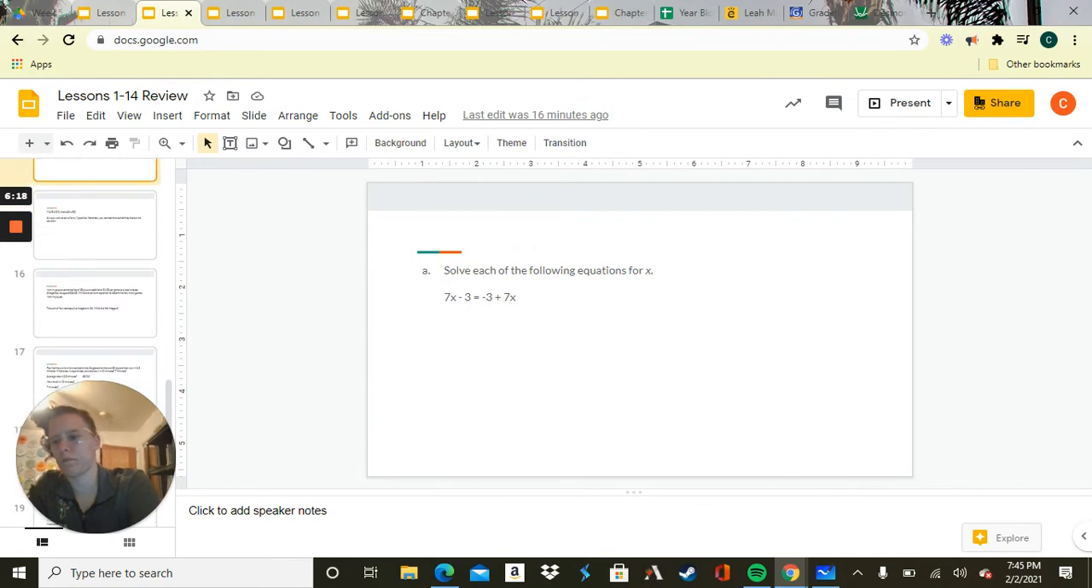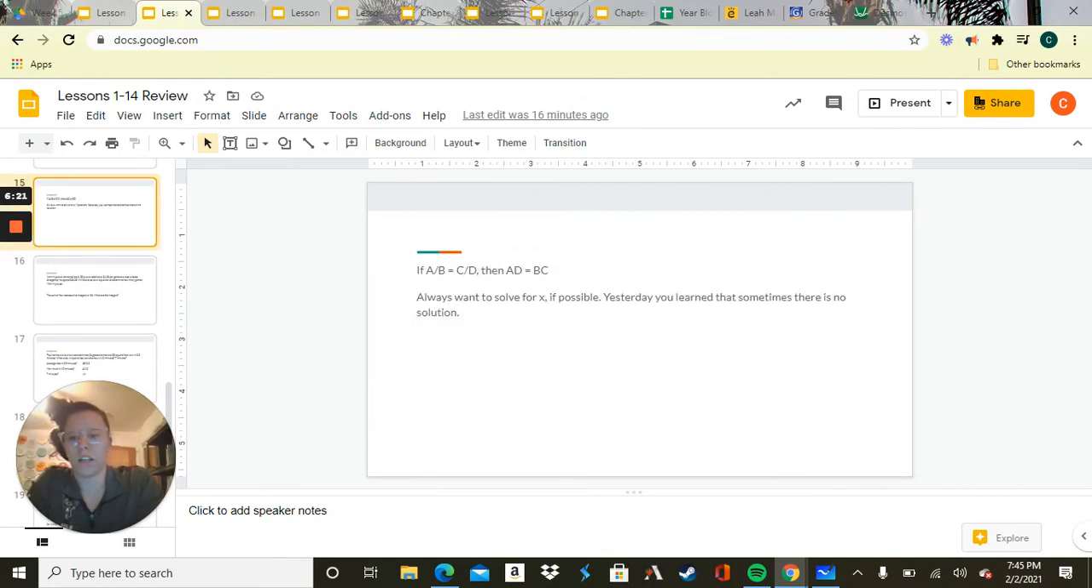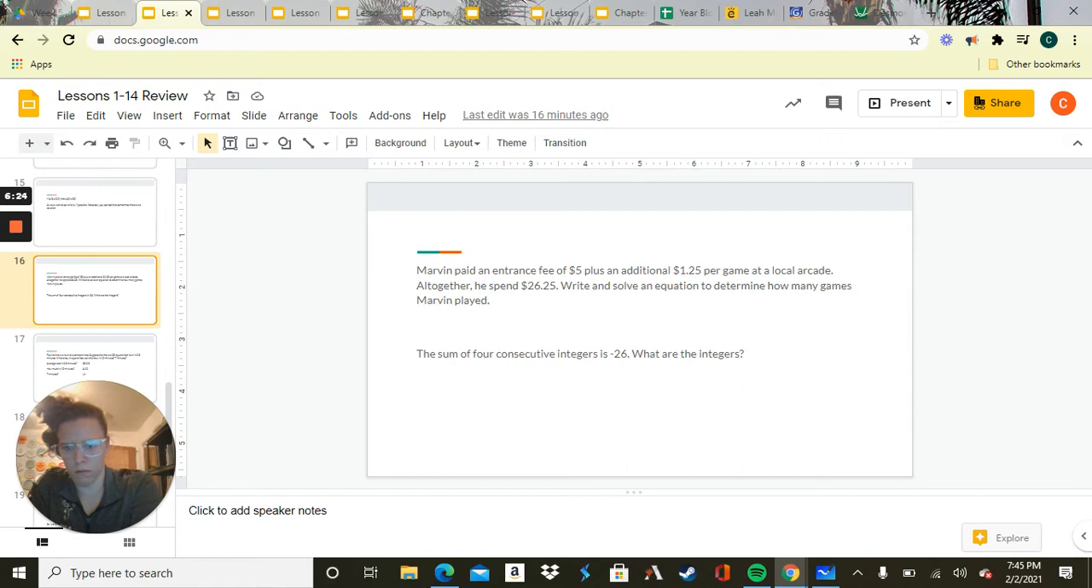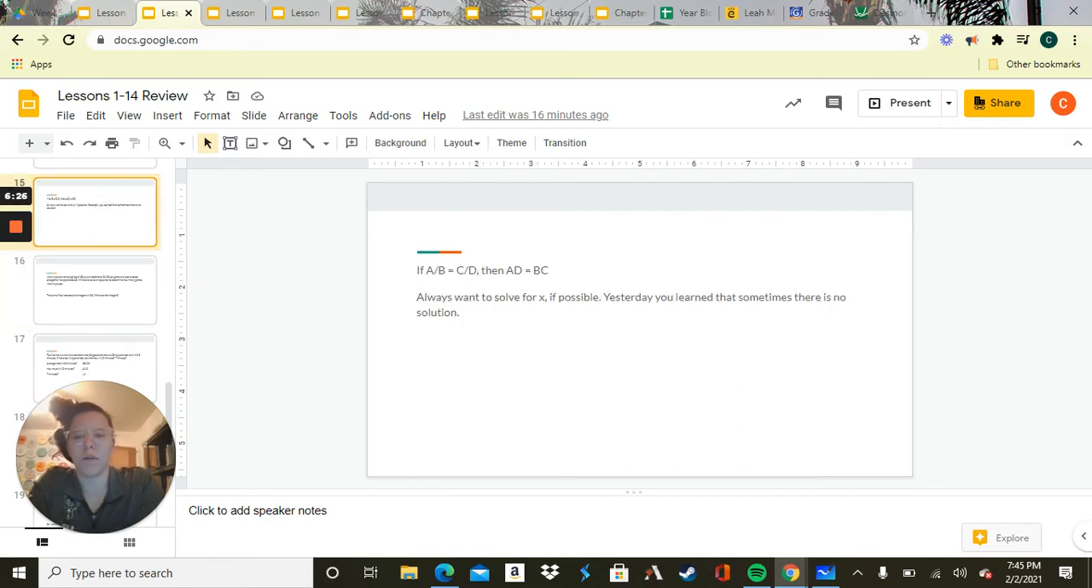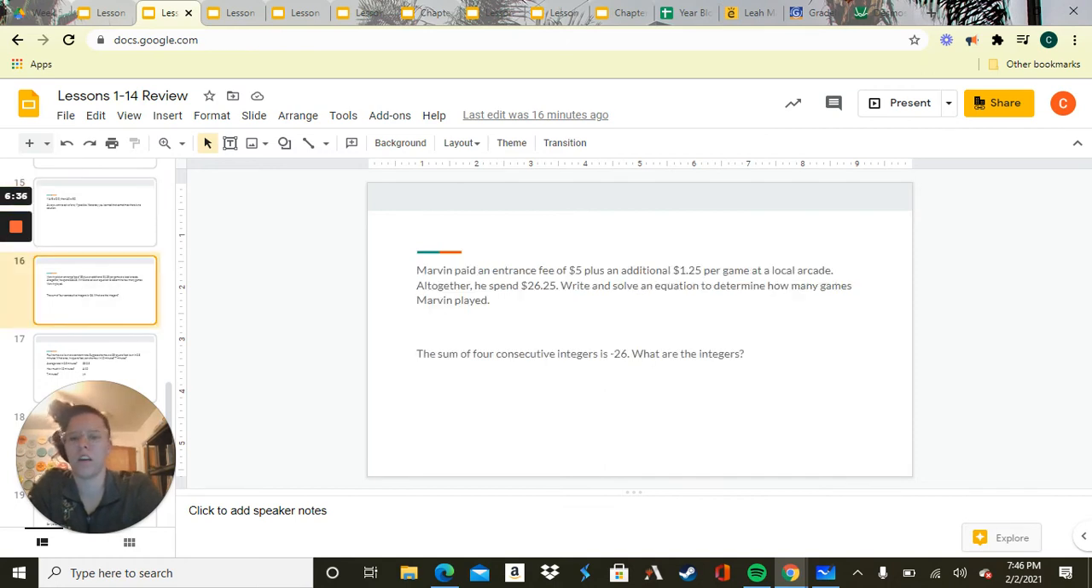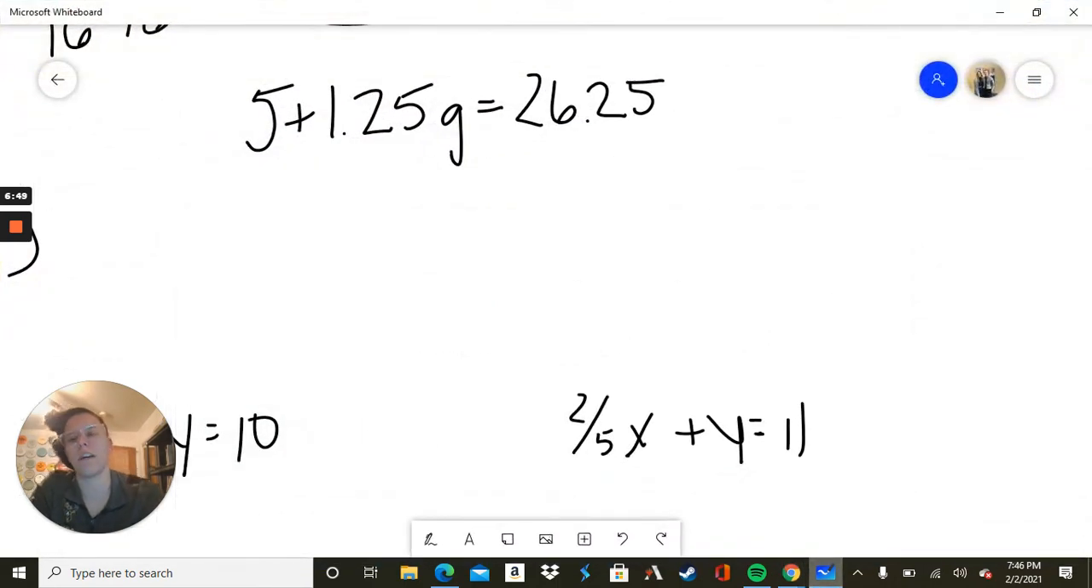Next one. We talked about, I might have put these in the wrong order. No, we're good. We talked about proportion. So if A divided by B equals C divided by D, then A times D equals B times C. And you always want to solve for x if possible. Sometimes there isn't a solution. So Marvin paid an entrance fee of $5 plus an additional $1.25 per game at the arcade. He spent $26.25. Write and solve an equation to determine how many games he played. So here's our equation. He spent $5 plus $1.25 per game and a total of $26.25.